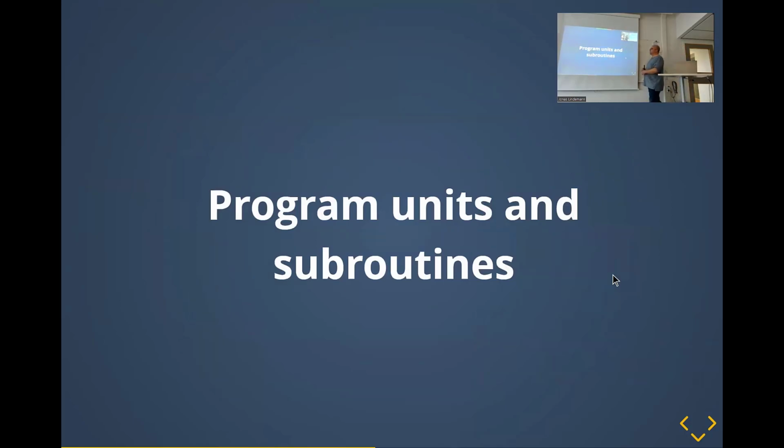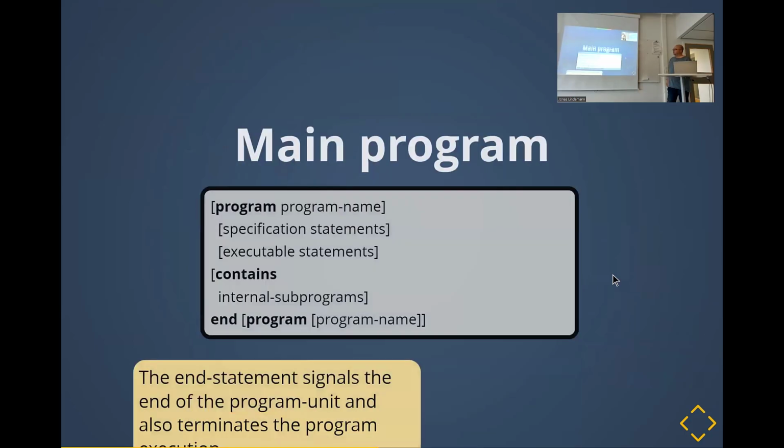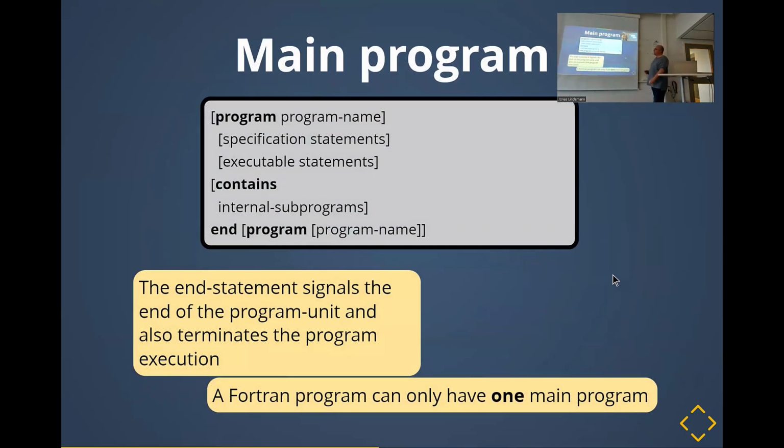So next, we want to divide up our programs into more manageable sizes, defining modules and subroutines to make it easier to implement your code. As I said before, you have the main program. There can only be a single main program in any Fortran code. So this part here can only exist in one of the source code files of your Fortran project. You can't have multiple program statements in a project. And this one signals the end of a program.